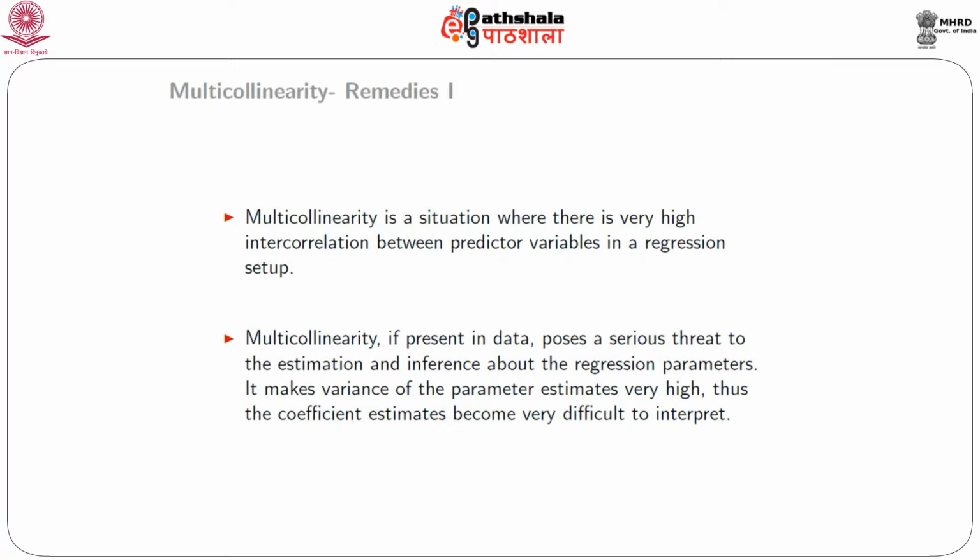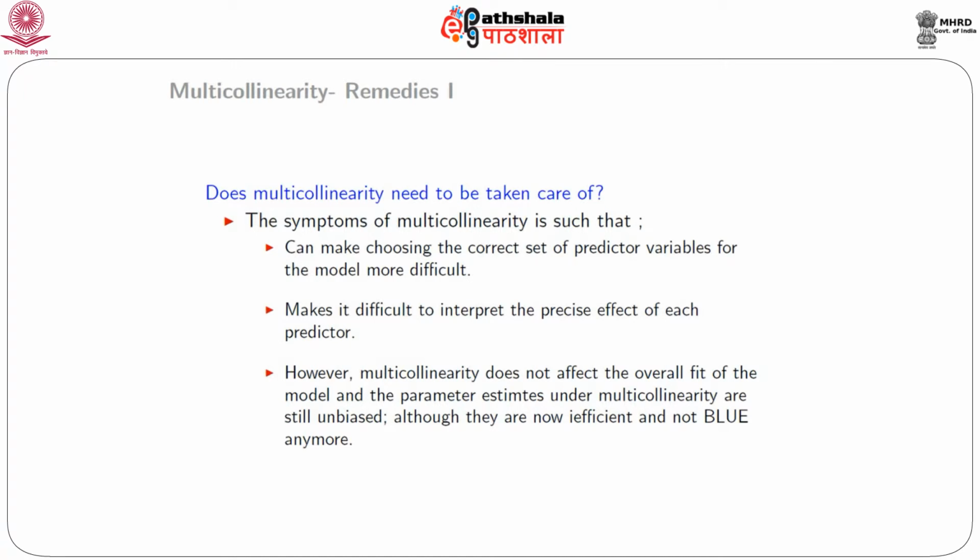Also, while testing the regression parameters, we end up with a very small value of the t statistic, which is given by the estimate of the parameter divided by the standard error. And because the standard error is very high, it gives us a very small value for the t-test statistic. But do we need to take care of multicollinearity?